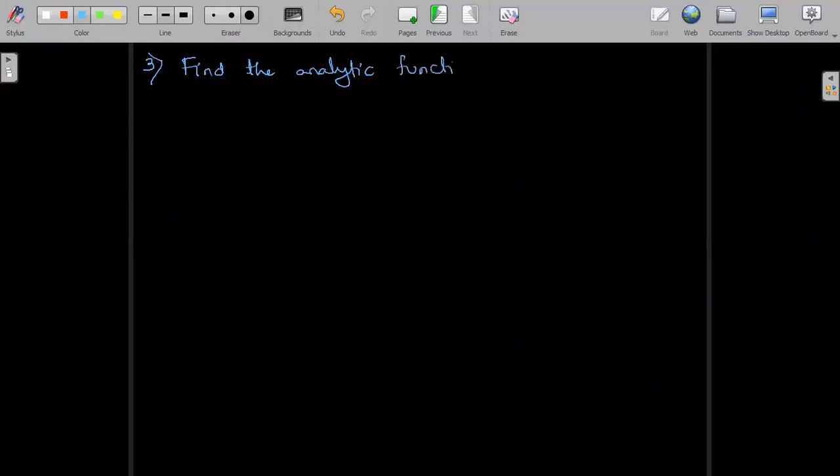Third problem. Determine or find the analytic function if v is equal to minus sine theta divided by r, and hence find u. Hence find the real part u.